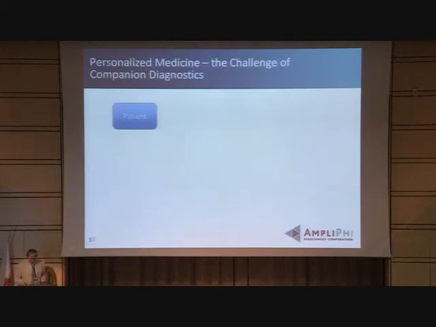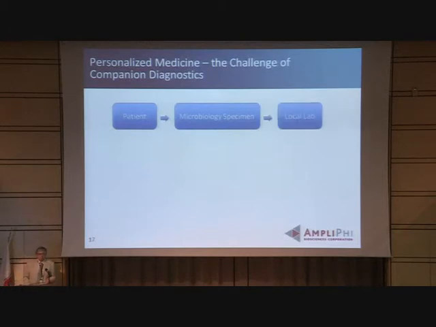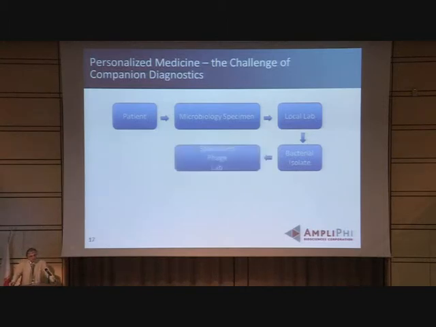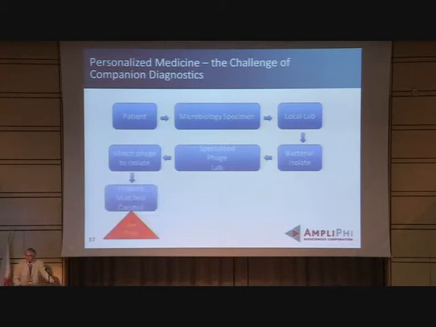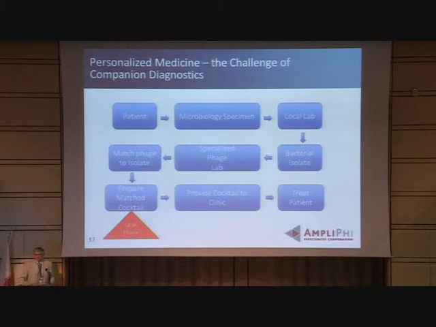If you are looking at companion diagnostics, you start out with the patient. They have an illness, you think it's bacterial, so you take a specimen, you send it off for microbiological examination. That gives you a bacterial isolate. That then has to go to a specialised phage lab, which has the capability to test susceptibility. You then match the phage to the isolate from your bank of approvable, usable phage, made under GMP, good manufacturing practice. You provide your cocktail and it's used to treat the patient.